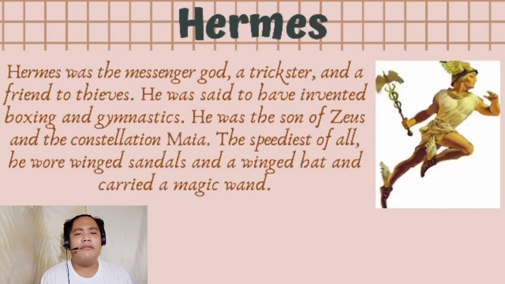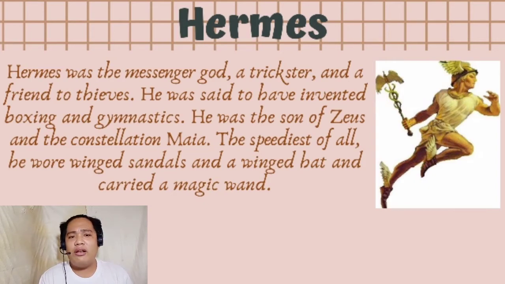And then lastly, we have number 12, Hermes. So Hermes was the messenger god, a trickster, and a friend to thieves. So his Roman name was Mercury. So he was said to have invented boxing and gymnastics. He was the son of Zeus and the constellation Maya, the speediest of all. He wore winged sandals and a winged hat and carried a magic wand. So no doubt that he was hailed as the messenger god because he is so fast. So this is very needed when you are transporting a message.